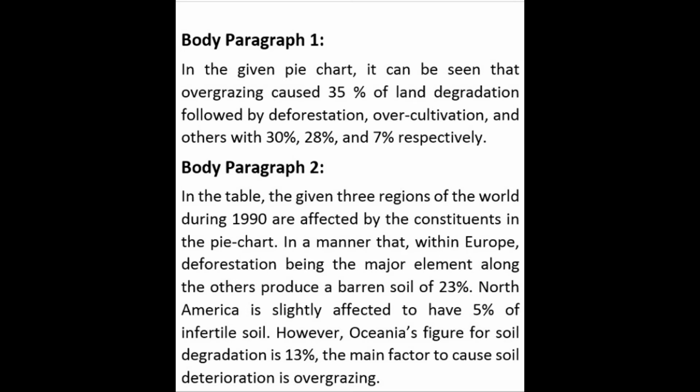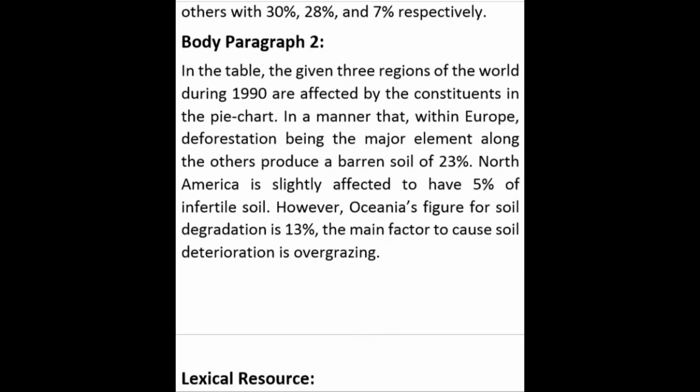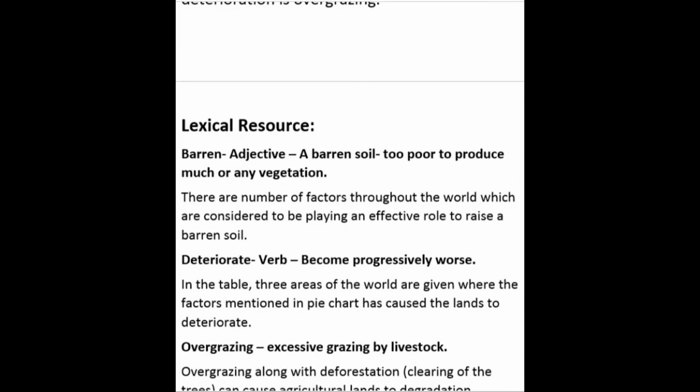We just use synonyms and linking word in this paragraph. So that's all. Hopefully you have understood it very well, and how we devise the structure of paragraphs. Okay, and in body paragraph 1 we just explained the first diagram, that is the pie chart, and in the second diagram we have mentioned the table, and we mentioned the numbers and percentages over here in these two paragraphs.